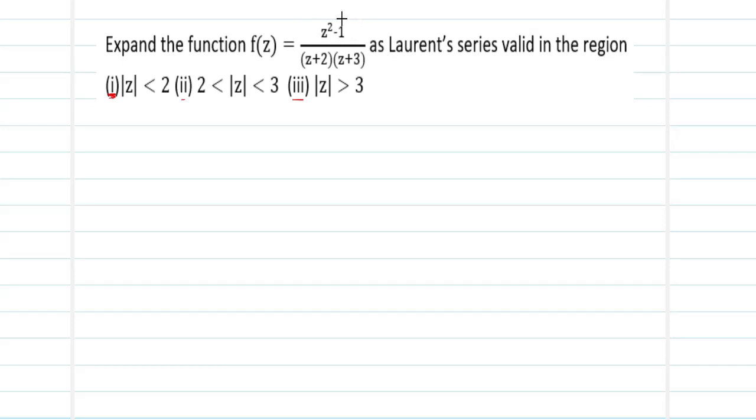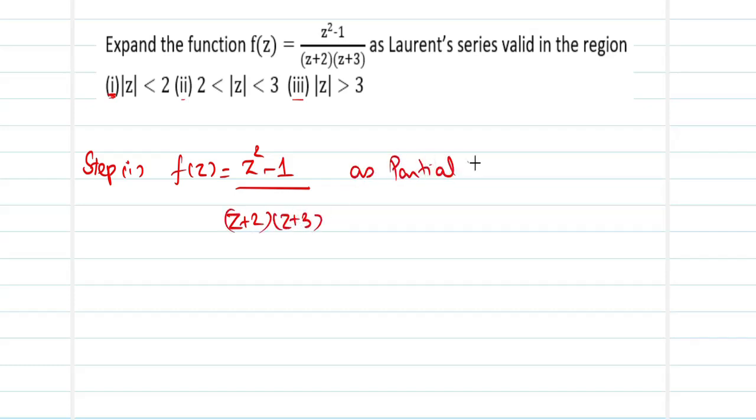The primary objective is to first evaluate this function as a partial fraction. So my step 1 will be splitting the function f of z, which is z square minus 1 divided by z plus 2 into z plus 3, as partial fraction. Why the requirement for partial fraction? Because the terms are in product over here. I can expand them only independent term wise. If I want independently to split these factors, then the method is going to be partial fraction for me.